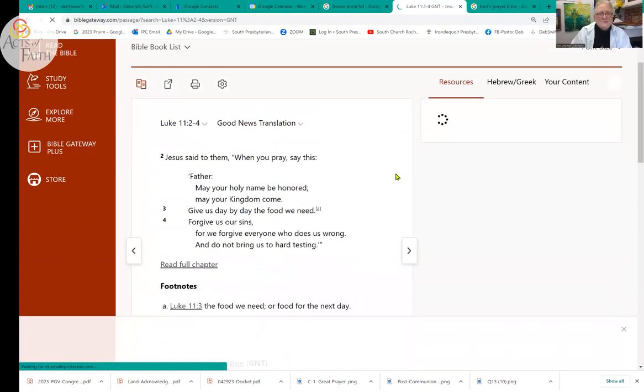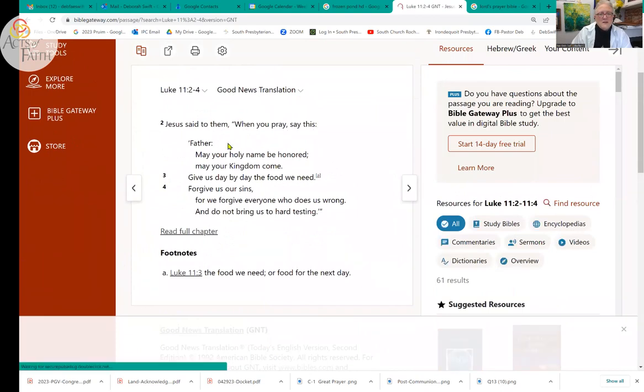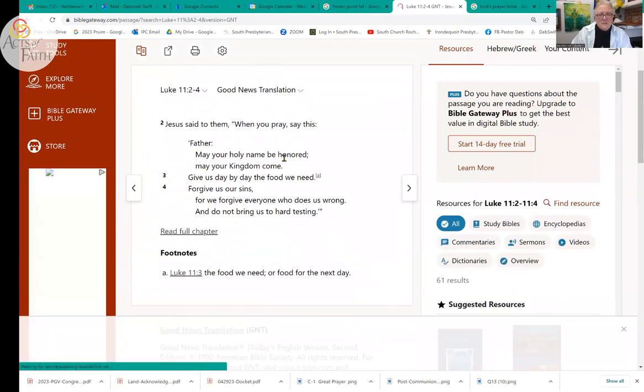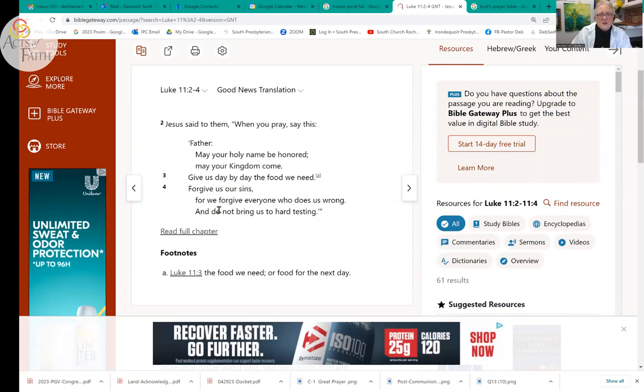And here it is. Jesus said to them, "When you pray, say this: Father, may your holy name be honored. May your kingdom come. Give us day by day the food we need. Forgive us our sins, for we forgive everyone who does us wrong, and do not bring us to hard testing." Doesn't sound probably like what you were used to.